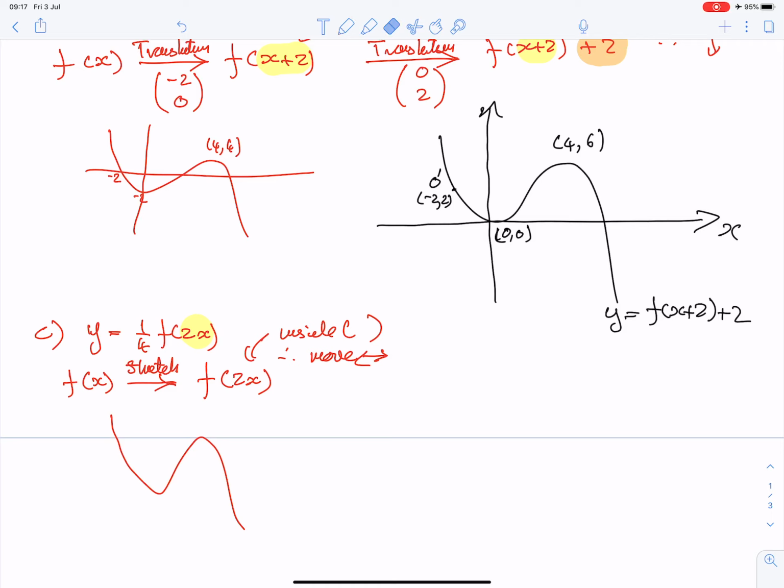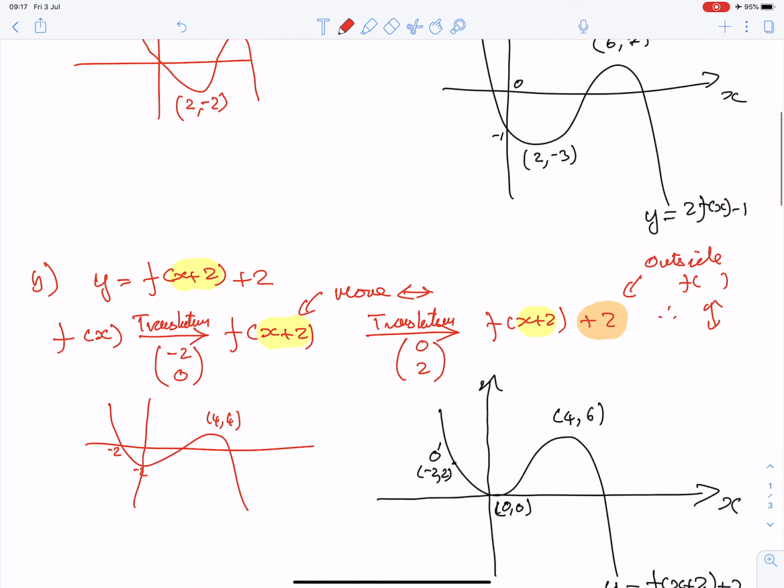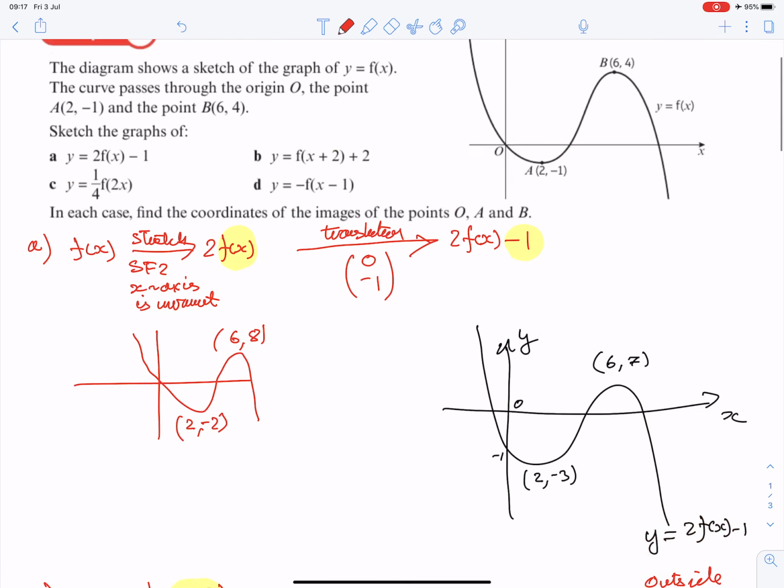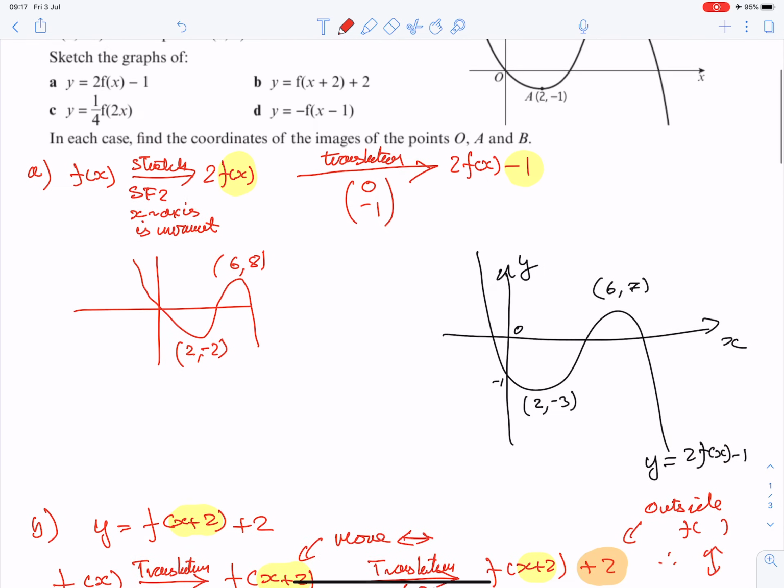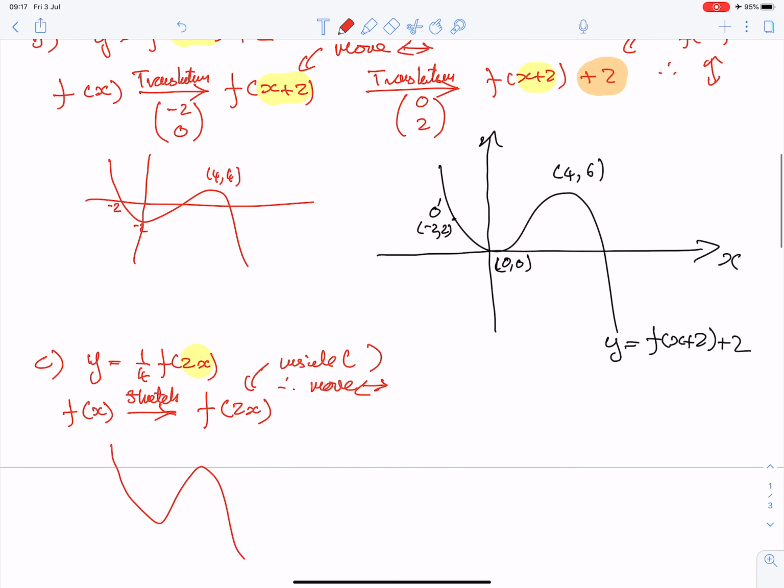We're moving it sideways, so the x-axis must be at the same sort of height if we go back to the original one. So one of the turning points below, one above, so it's coming through here. If it's moving that direction, the y-axis is invariant, so that's still going to go through the origin.